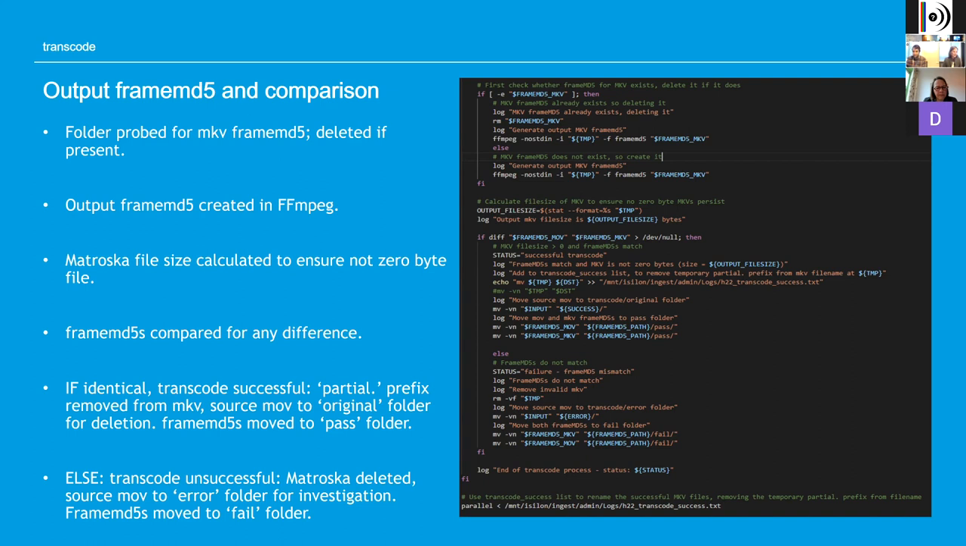If the difference does exist, however, then the transcode has been unsuccessful. Consequently, the Matroska is deleted, the source mob moves to the error folder for investigation, and the framemd5s moved to failure folder.